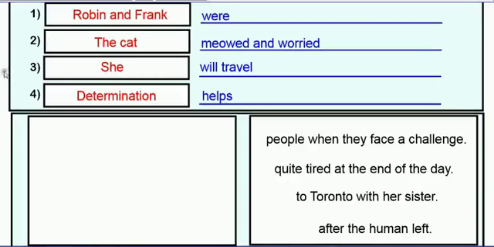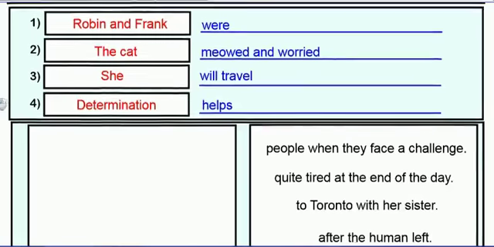Right? We're left wondering. She will travel. Well, obviously we're wondering where she will travel to, maybe, or when, or maybe both, right? And determination helps. Well, we could just say that determination helps in general, but we wonder what it helps with, or that sort of thing. So let's add to these.